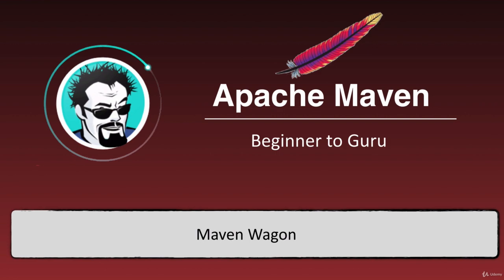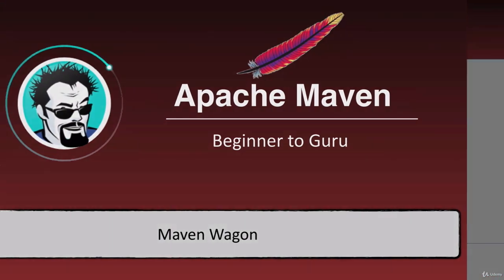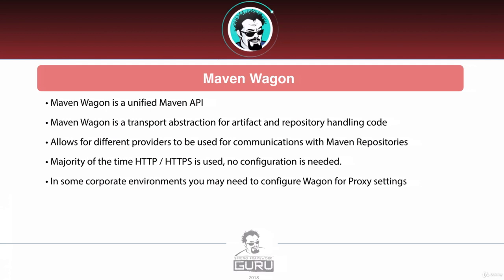In this video, we're going to take a look at Maven Wagon. Now, Maven Wagon is a unified Maven API. It's basically a transport abstraction for moving stuff to and from your Maven repository, your Maven runtime. So you're going to be getting artifacts out of Maven repositories, or you'll be publishing them to Maven repositories. It gives you a unified API so you can plug and play different providers in for that communications layer when you're talking to Maven repositories.